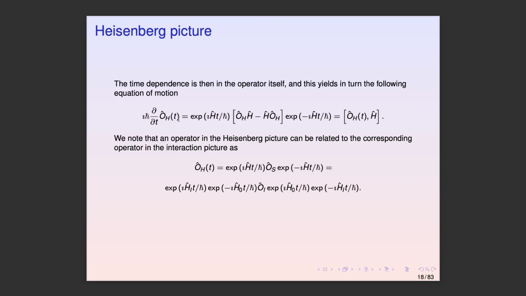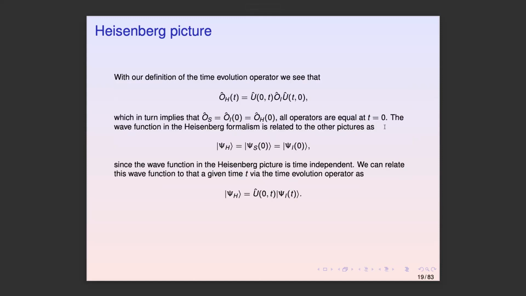We can set up the equation of motion for a specific operator, which in this particular case is given by a commutator between the operator and the Hamiltonian. And then, in a similar way, we can rewrite a given operator in terms of this transformation here, which in turn implies that if we take time equals 0, this operator in the Schrödinger picture is given by these operators in the interaction picture and the Heisenberg picture at time equals 0. They are all equal. And the same with the wave functions at these different times when we take time t equals 0.